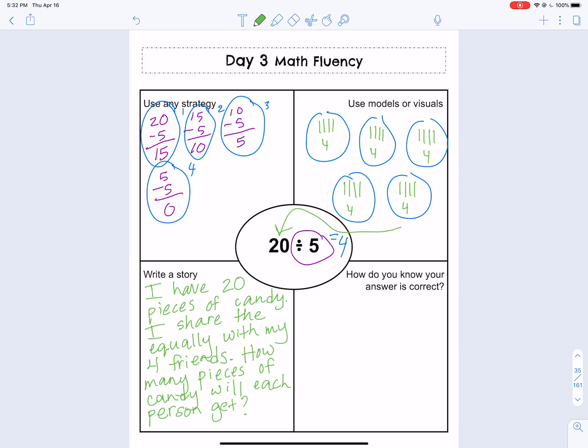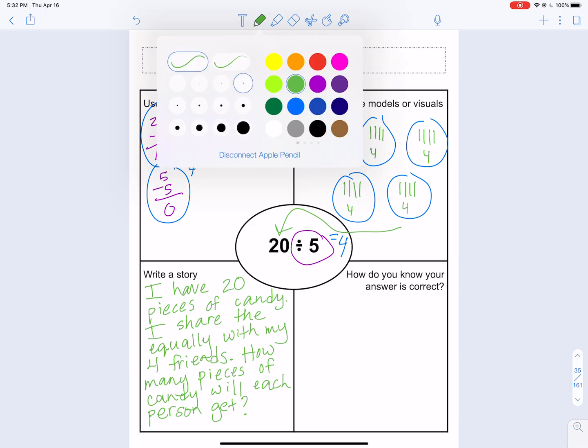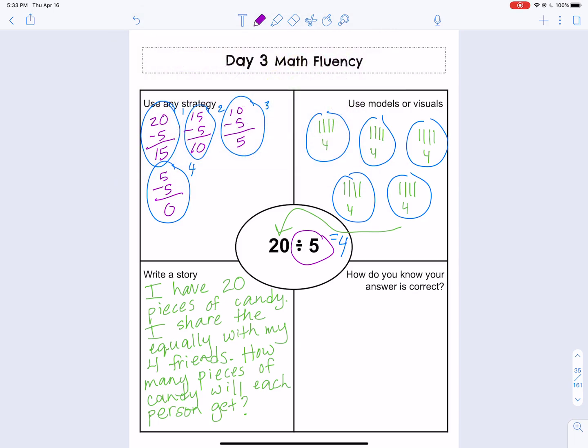Okay, the last part is, how do you know your answer is correct? So this is something that could be different for everybody. Doesn't really matter what you write. What is important is that you use a complete sentence and that you explain your thinking in words. So you write a sentence about something that you did, okay?